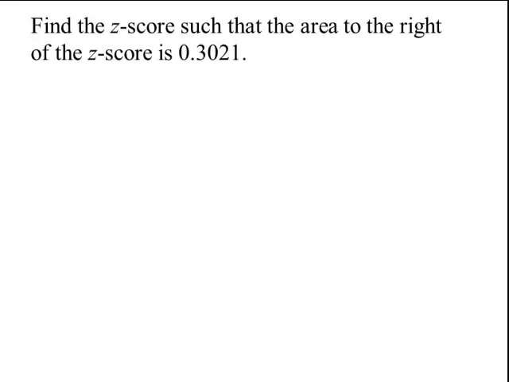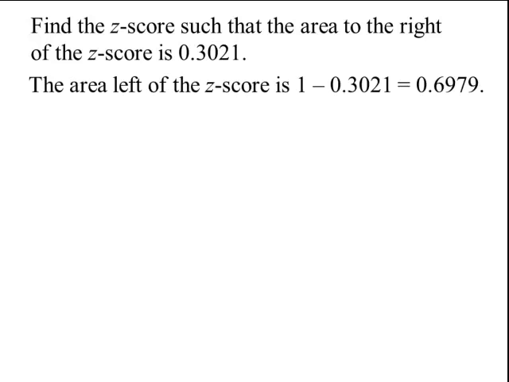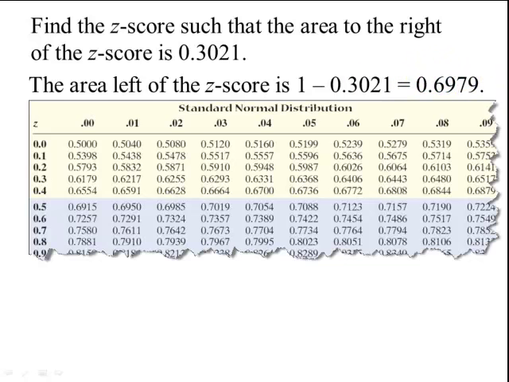Now, in order to use Table 5, we must compute what is the area to the left of this z-score. So we simply do 1 minus 0.3021, because this is the area to the left. That's what the values give us in Table 5. So going to Table 5, we're going to look for the closest thing to 0.6979. So as we scan these values, we see right here that 0.6979 is between these two values.